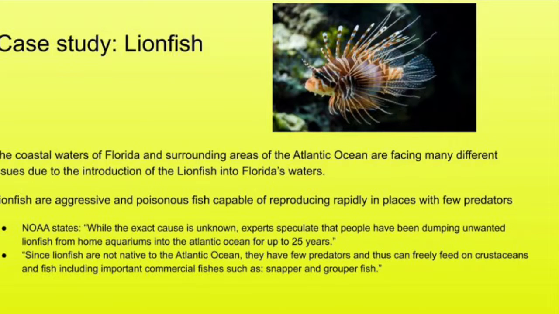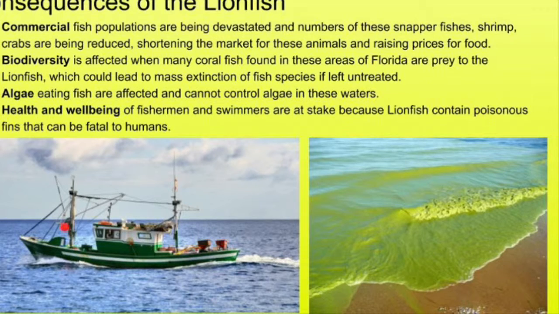Since lionfish are not native to the Atlantic Ocean, they have few predators and thus can freely feed upon crustaceans and fish, including important commercial fishes such as snapper and grouper. The consequence faced by Florida is that commercial fish populations are being devastated, and numbers of snapper, shrimp, and crabs are being reduced, shrinking the market for these animals and raising prices for food.